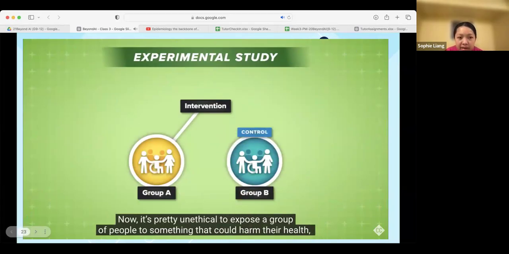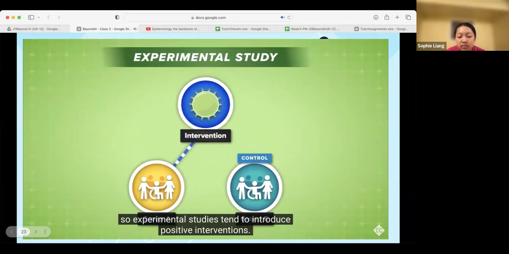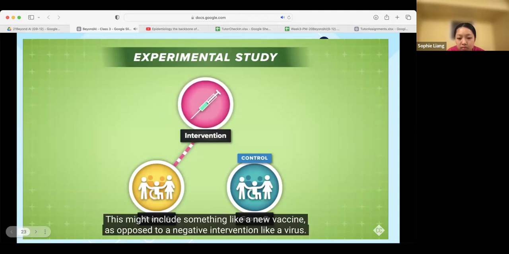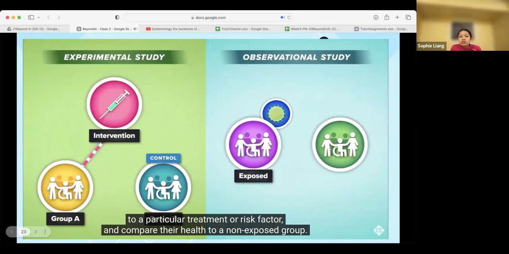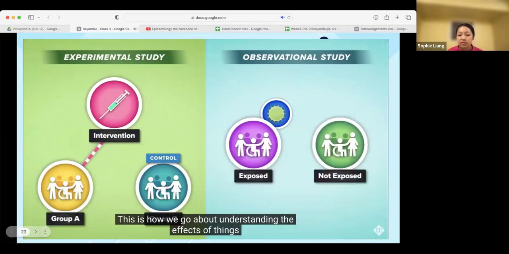Now, it's pretty unethical to expose a group of people to something that could harm their health. So experimental studies tend to introduce positive interventions. This might include something like a new vaccine, as opposed to a negative intervention like a virus. In observational studies, epidemiologists observe a population that is already exposed to a particular treatment or risk factor and compare their health to a non-exposed group. This is how we go about understanding the effects of things we don't want to intentionally expose people to, like viruses.